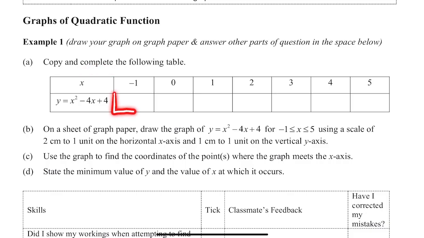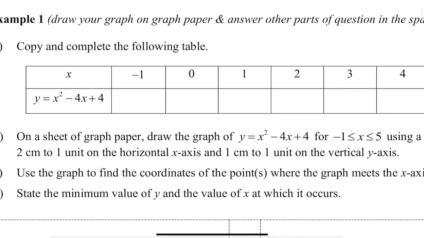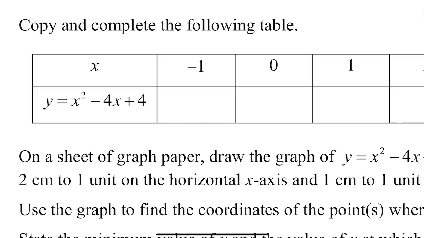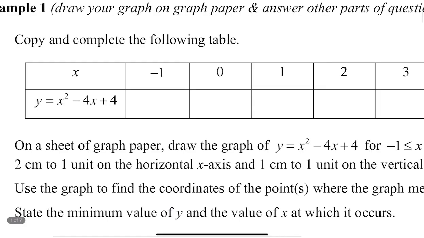You are supposed to find out what the y value is when x is negative 1, and what the y value is when x is 0. How do we do that? Simply press it in your calculator. I would like you to try it by yourself first. Use this expression and replace your x by negative 1. What do you get? This should be negative 1 squared minus 4 times negative 1 plus 4. Press this in your calculator and tell me what you get. You should get 1 plus 4 plus 4. I should get 9.